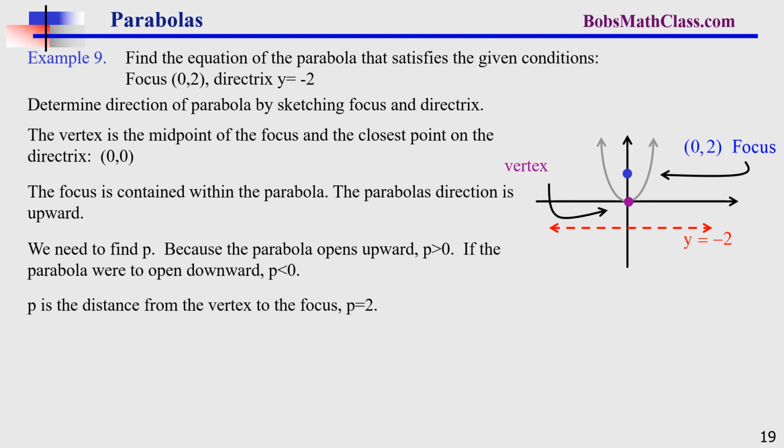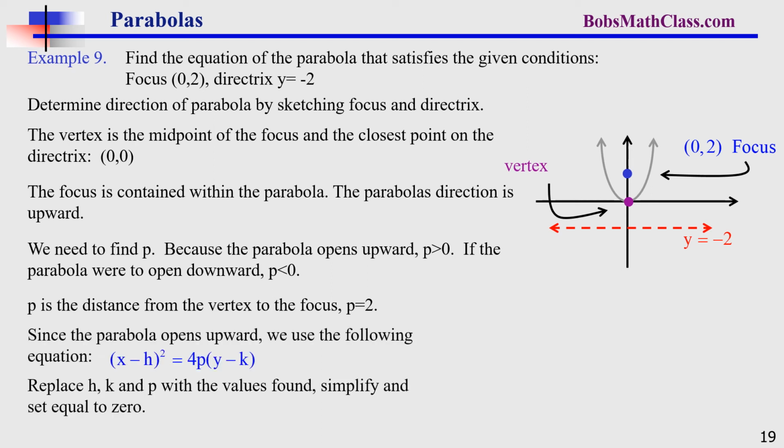So we need to find what P is. If it opens up, P is positive. If the parabola were open downward, not in this case, but if it did, P would be negative. So in this case, the value of P is 2. So that's important. We're going to need to know the value of P and which formula we're going to need to use. Which way does a parabola open? That will tell us which formula.